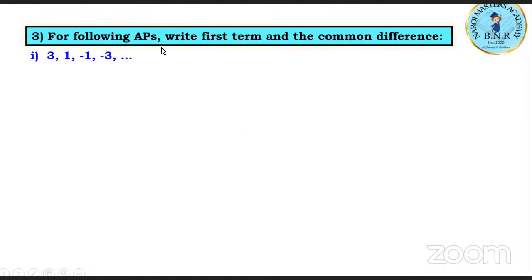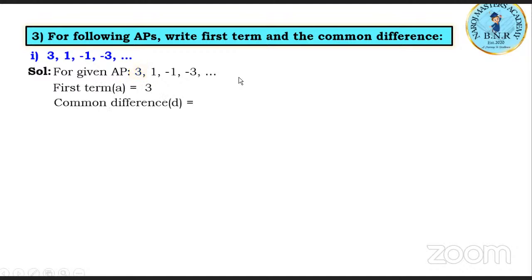For the following APs, write the first term and the common difference. What is the first term? Respond quickly. Am I audible? Oh, sorry, sir, my mic was muted. Okay, you can unmute your voice. What is the first term in the series? 3, sir. Very good. So the first term is 3.